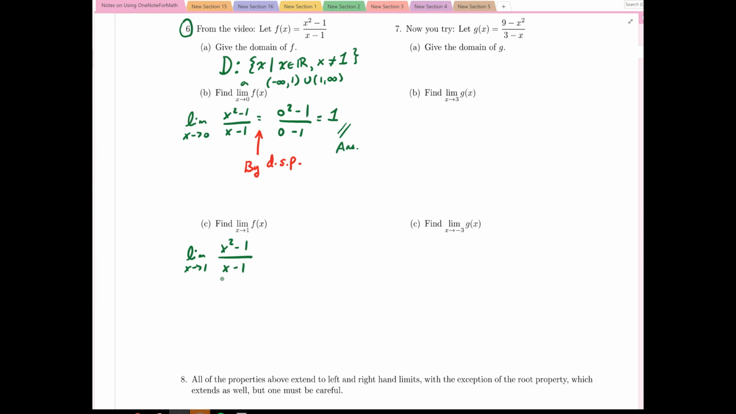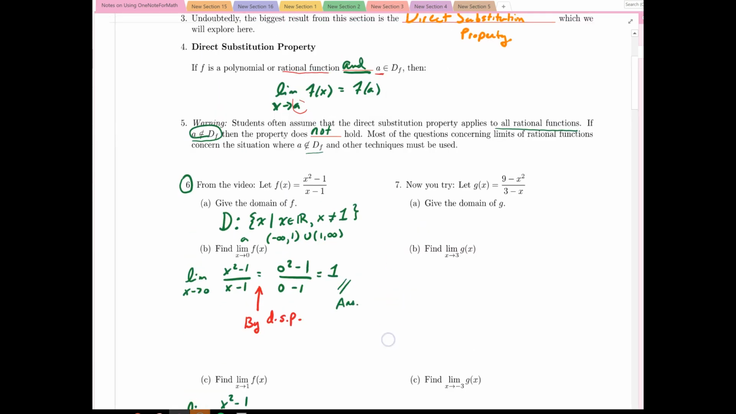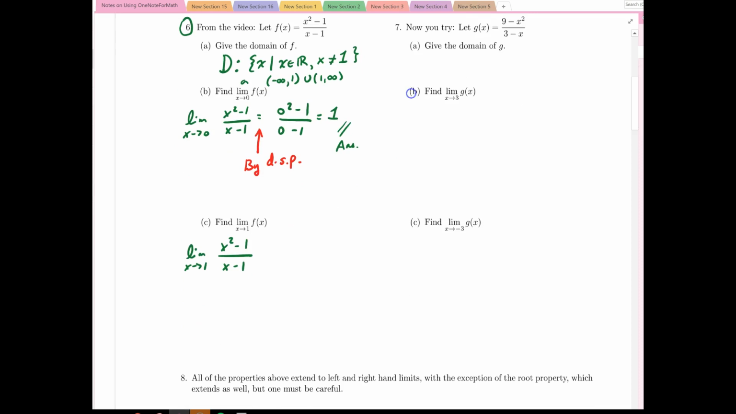Well, the answer is no. And why is that? Because 1 is not in the domain of the function. And for the direct substitution to apply, it's got to be a polynomial or rational function, and the limiting value has to be in the domain, which is not the case here. So I can't apply the direct substitution property. That doesn't mean I can't do this problem. It just means I can't use the property that we were just discussing. So instead, what can I do?